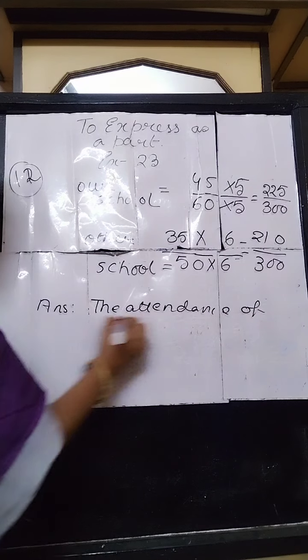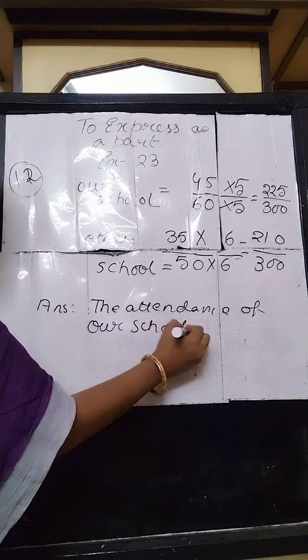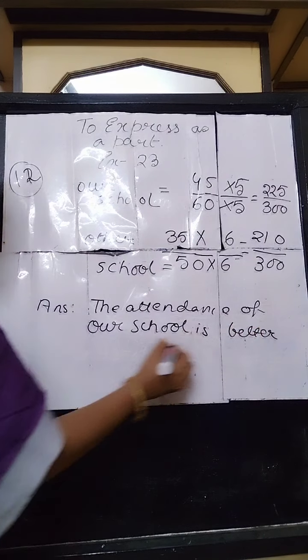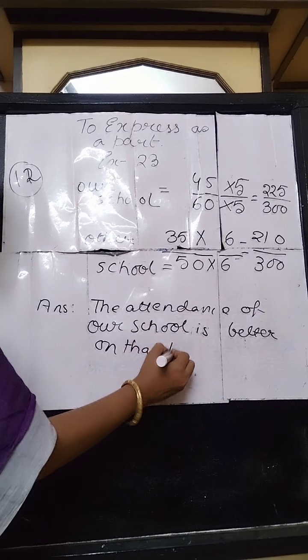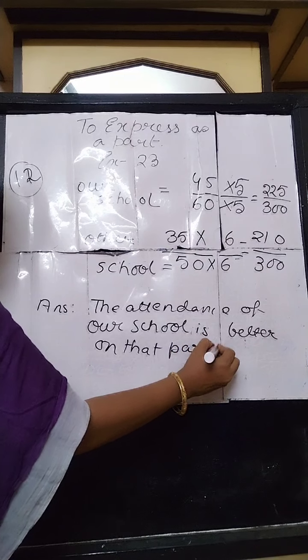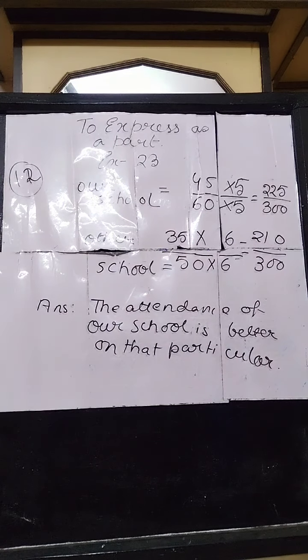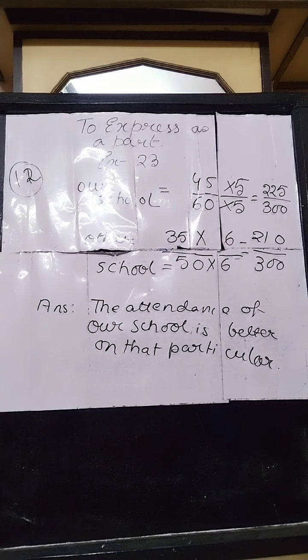The attendance of our school is better on that particular day. Why? Because by doing the LCM and by equalizing the denominator, we can understand that 225 by 300 is better than 210 by 300. So the attendance of our school is much better on that particular day.